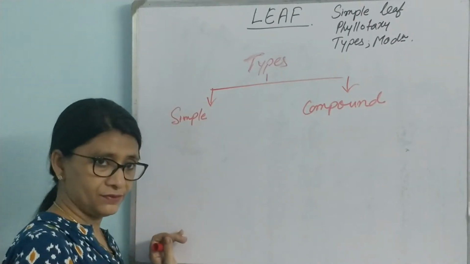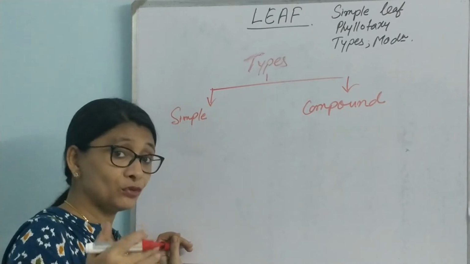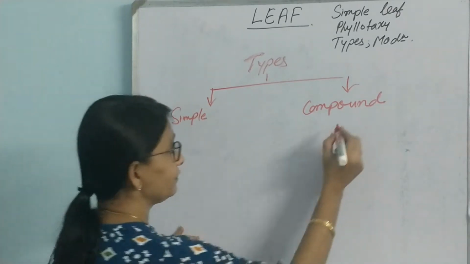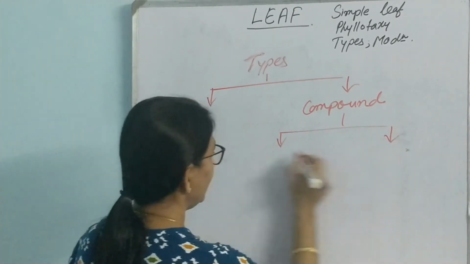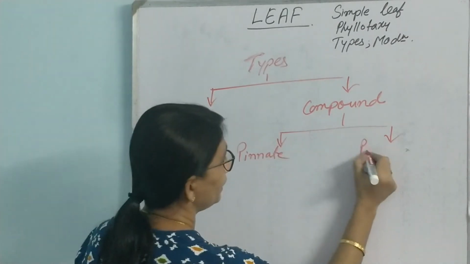many leaflets. They are not called leaf in case of compound. It's called leaflet because it is division of leaf. Many leaflet per petiole. Now how is that? Let us see. Compound leaf is again divided into two types. This is pinnate and palmate.